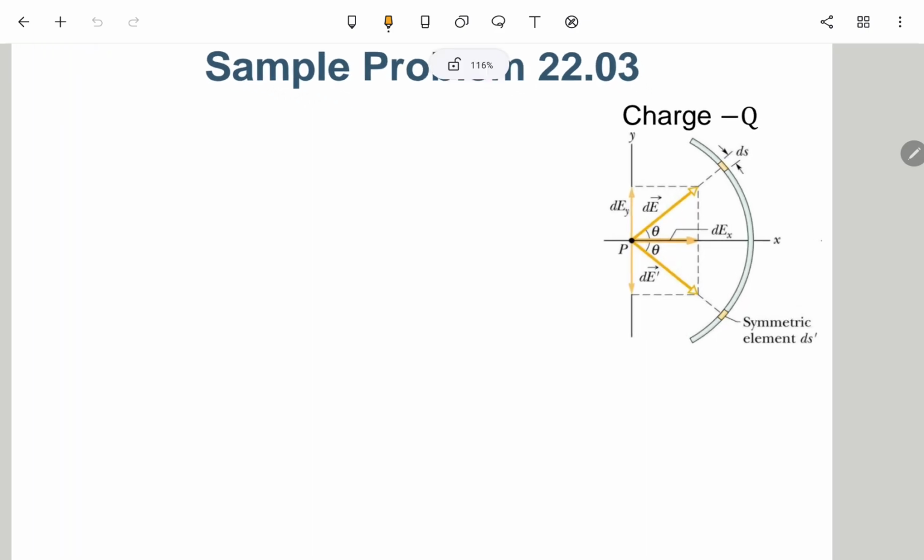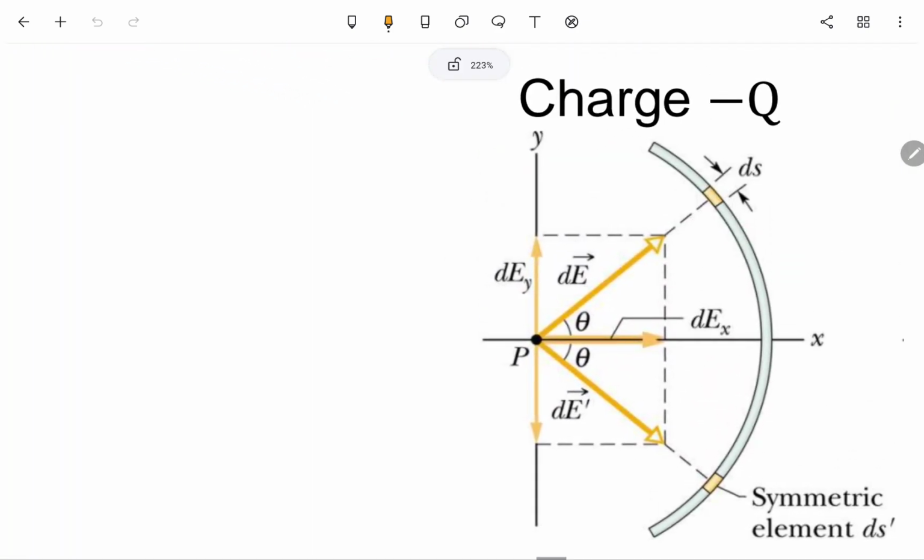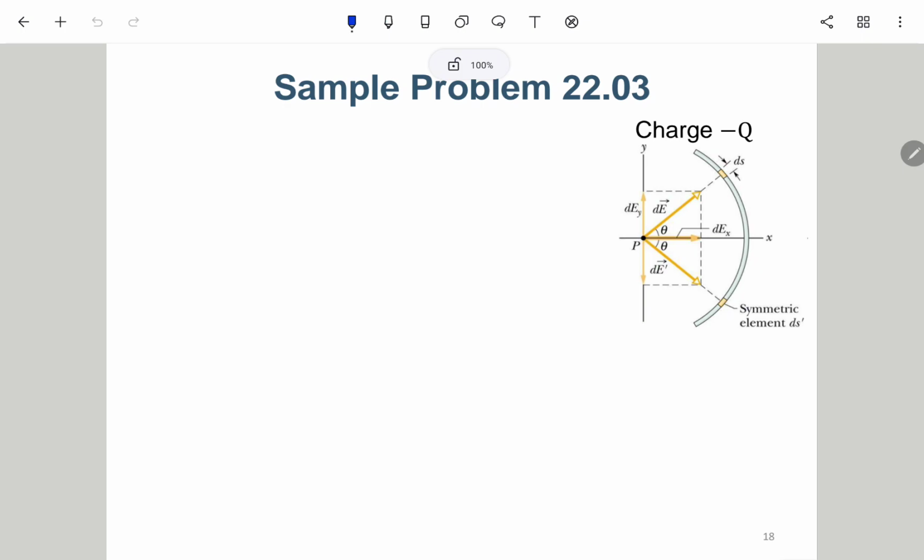Here we do something similar. We try to separate this arc into many small charge elements dq, and the length of this small element will be ds. Here we also assume that the charge density, the linear charge density, will be lambda.